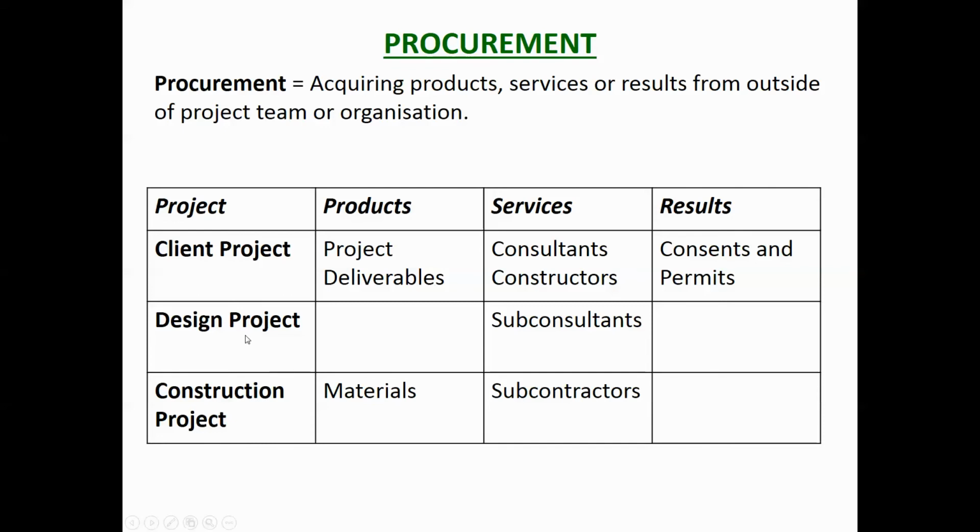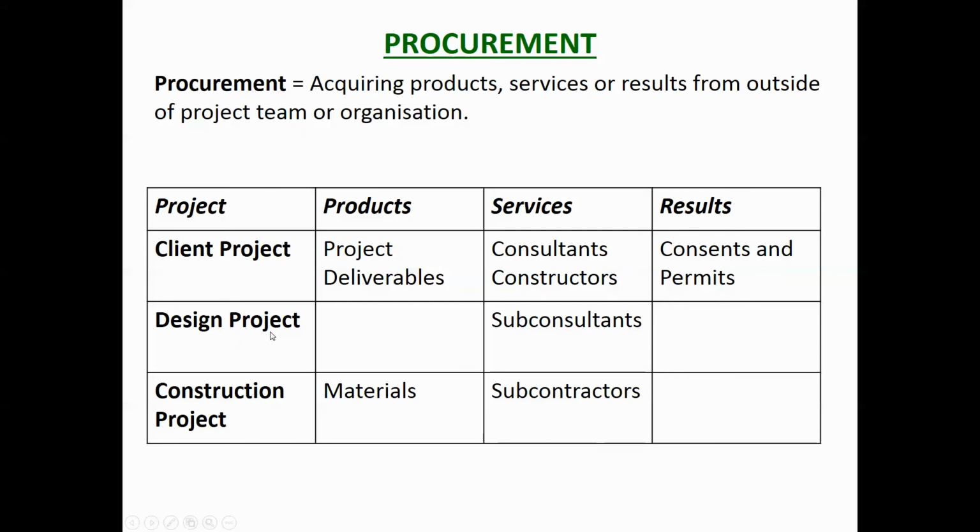With the client, the products he's procuring would be the project deliverables. If he wants a building, the product he is procuring is the building. The services he needs to procure to get that project deliverable would be consultants and constructors. The services of the consultant to do the design, the feasibility study, the site investigations, to manage the project, to do the construction observation, to do the contract administration. The constructors provide the equipment, the plant, and the materials they need to actually do the work, carrying it out and then completing it properly. Those are the services they provide, and the results they might require as part of that would be consents and permits.